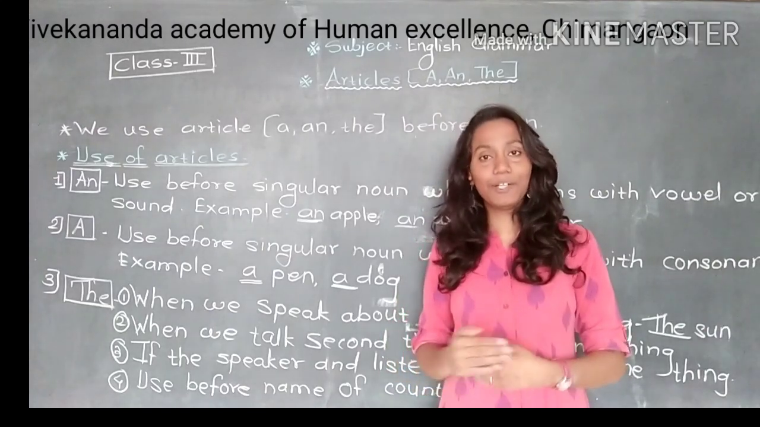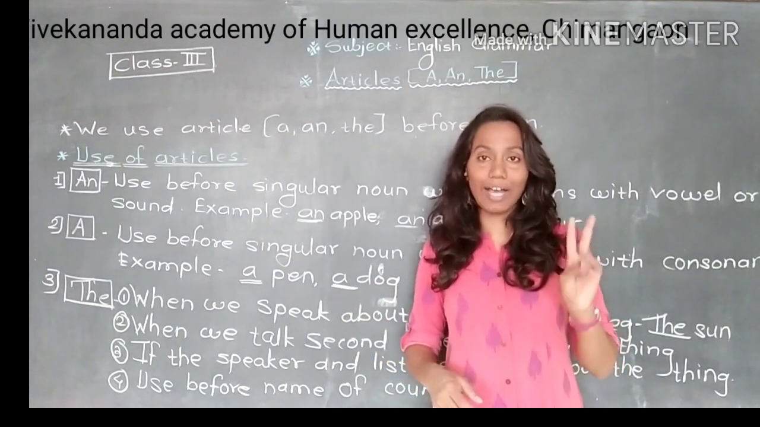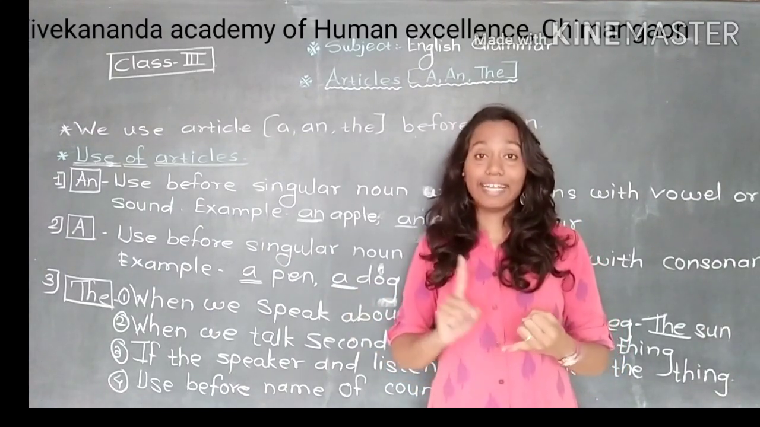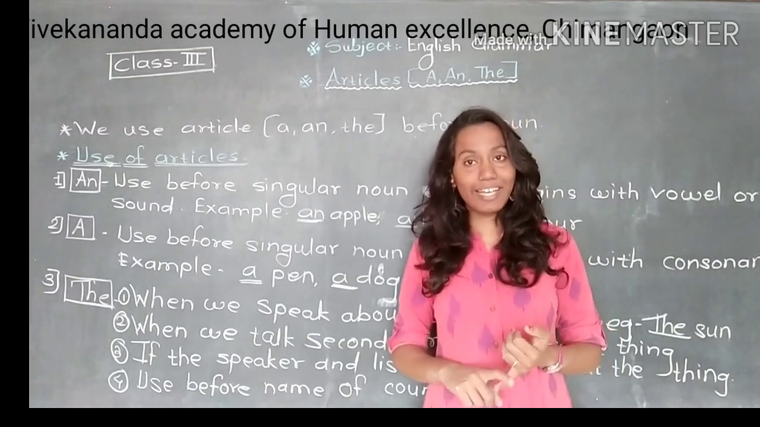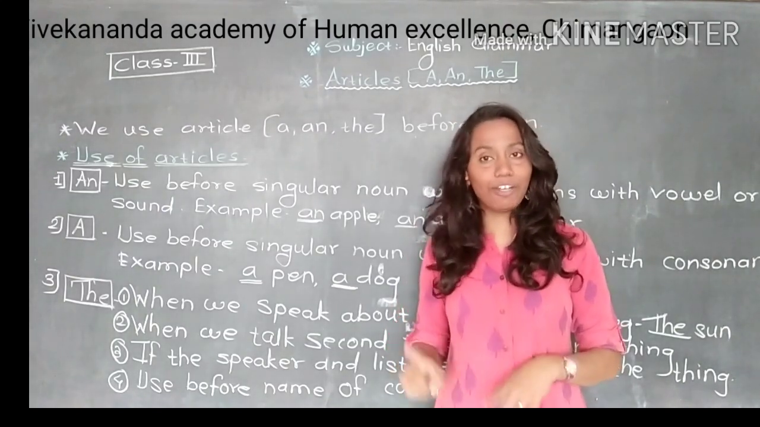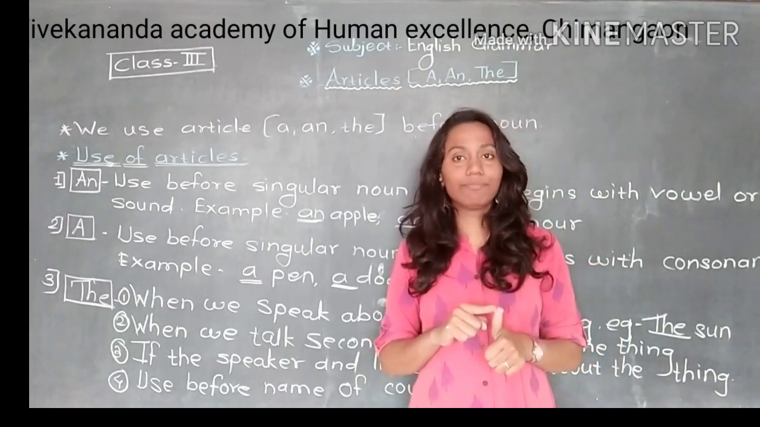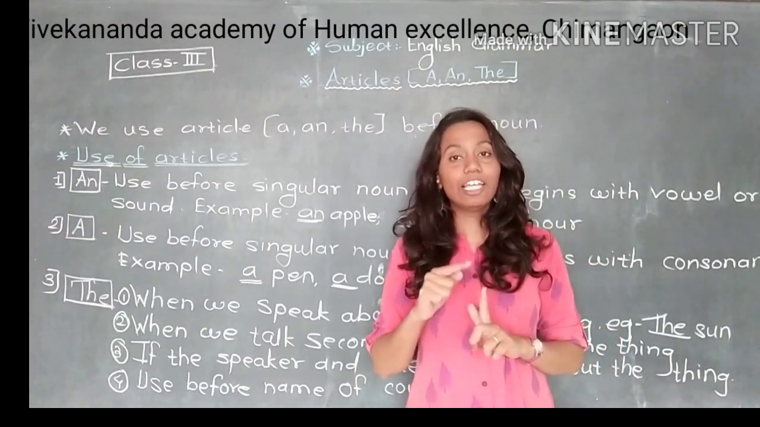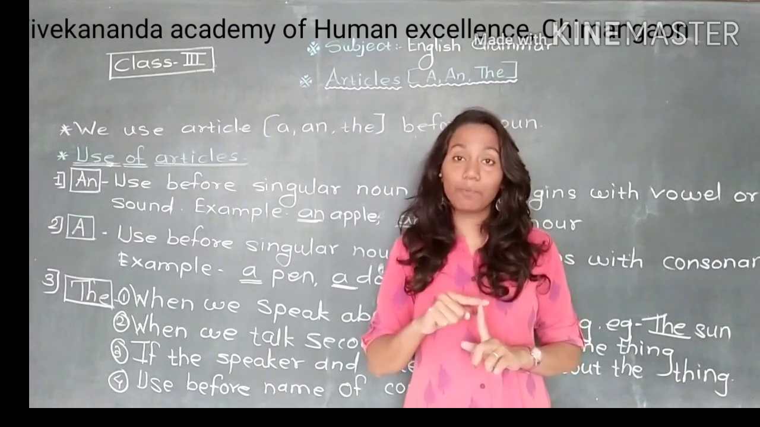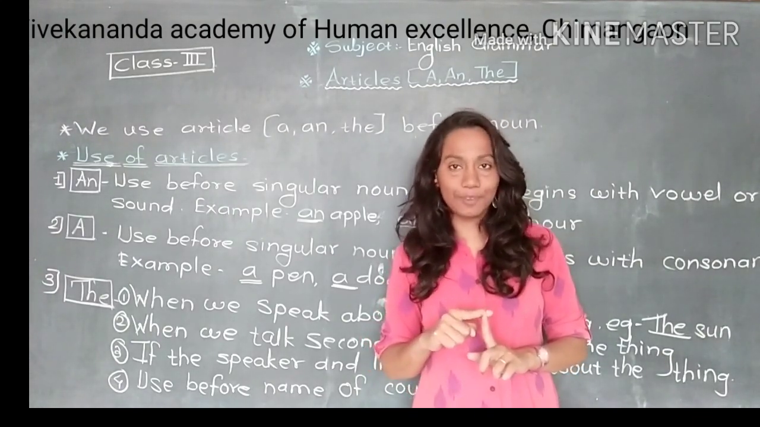So this way we are using A and AN, these two articles, before a noun. That noun should be a singular noun, referring to only one. If it begins with a vowel, then write AN. If it begins with a consonant, then write A.